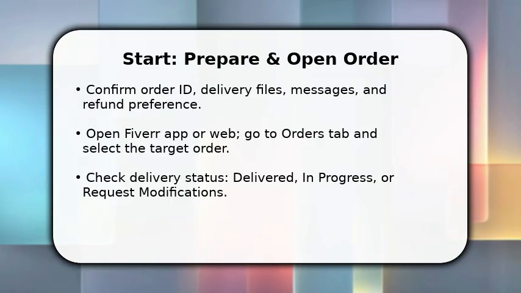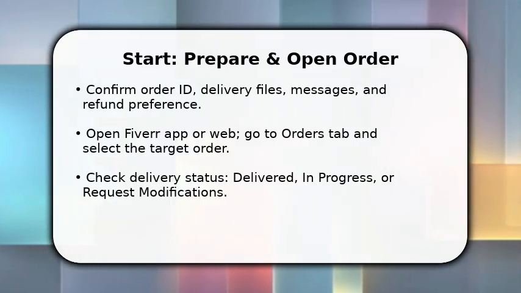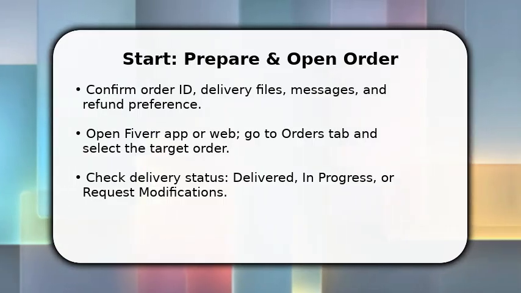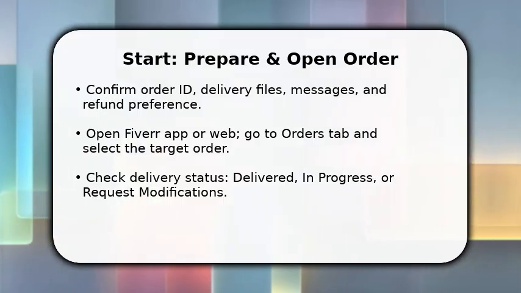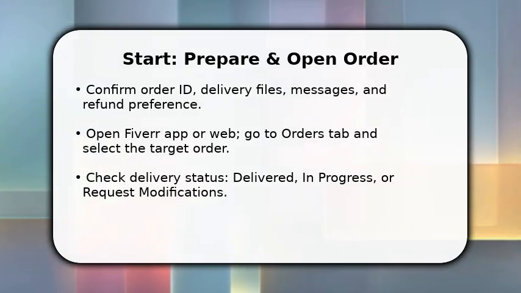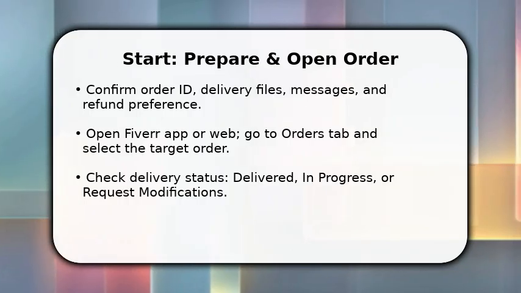You begin by gathering essentials: the order ID, any delivered files, and the latest message thread. Once you have those, open Fiverr and go straight to orders. Select the specific order you want to cancel. Make sure you note whether it's marked delivered or in progress because the next steps differ.